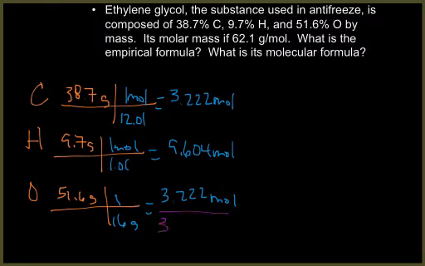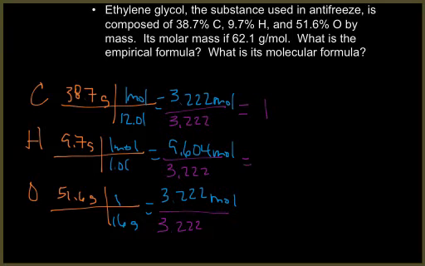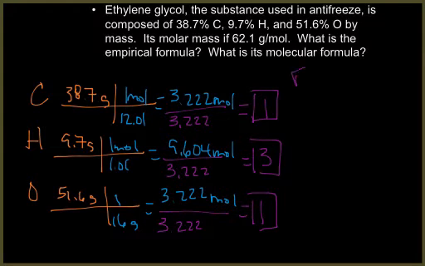Divide all these by 3.222. Okay, so that's 1, 3, 1. Those are nice whole numbers. I don't have to multiply anything. So those are my empirical formula subscripts. So my empirical formula for this is CH3O.